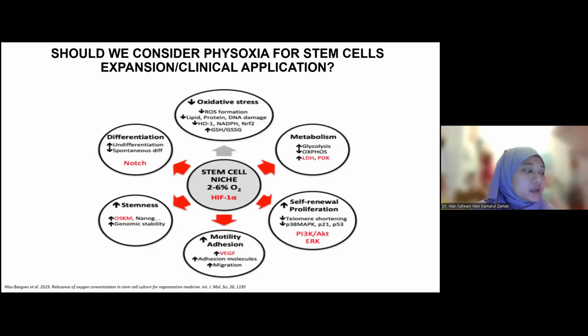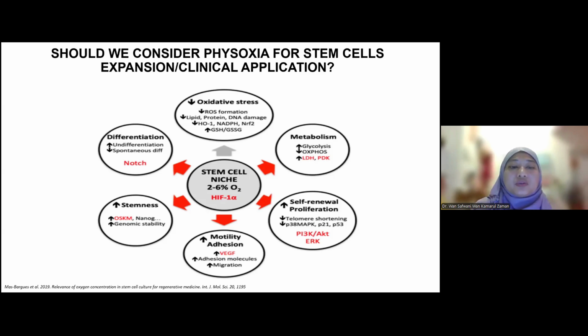So should we consider physoxia for stem cell culture or stem cell expansion? Some literature already mentions that, in terms of the metabolic activity of stem cells with regard to the expression of the HIF1 alpha gene at 2 to 6% oxygen, the stemness activity, if you look at your left, is either enhanced or maintained. This means the stem cells are able to maintain stemness, which increases their possibility of differentiating into certain cell lineages.